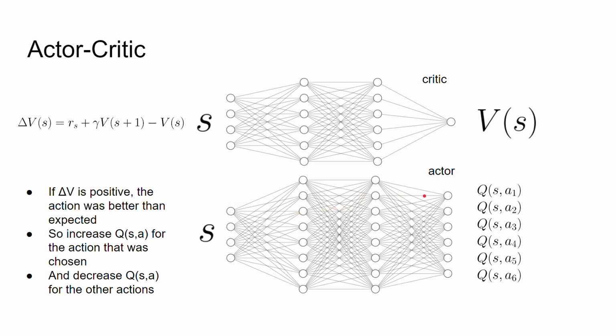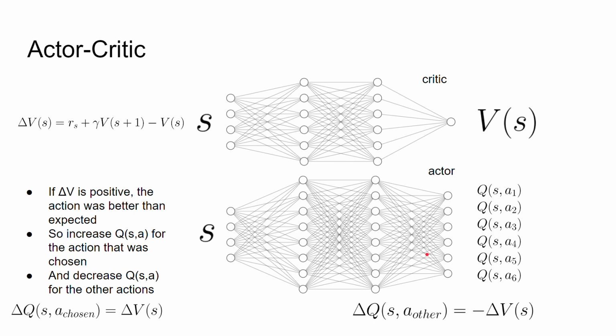I can also, if I'm saying, hey, that action's better than I expected, I could also say, oh, hey, look, let's decrease the value of the other actions. They're also worse than expected. Right? So delta Q, given the state and the action that was chosen, can be just this. And then maybe for the other ones, I can put a minus sign in front of this. So this one goes up, these ones go down.